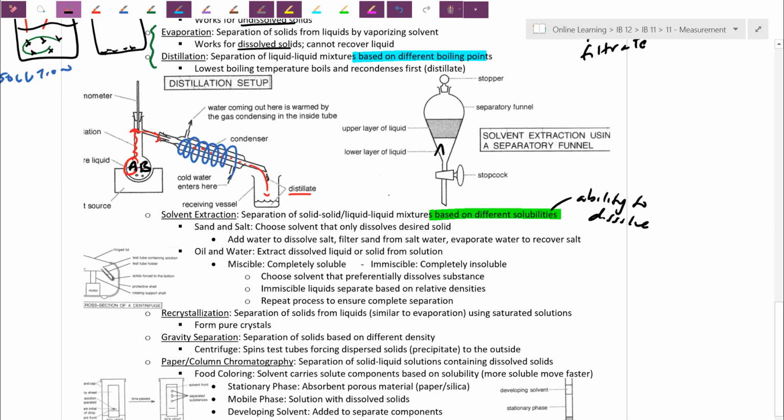So let's say I have this AB mixture. Unfortunately, they boil at the same temperature. So if I try to do distillation, both A and B would vaporize at the same time. I wouldn't be able to separate one from the other. What I'm going to do with a solvent extraction, it is a sort of liquid-liquid extraction, or a solid-solid, even if you want to do that.